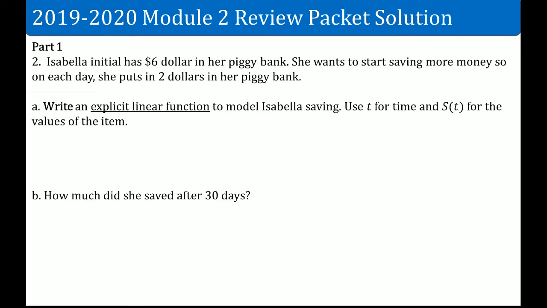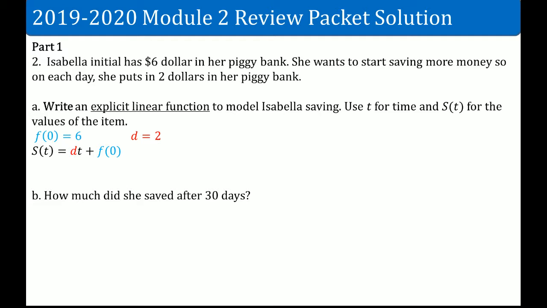Number 2. Isabel initially has $6 in her piggy bank. She wants to start saving more money, so on each day she puts $2 in her piggy bank. You're going to write the explicit linear function. So what we have here is our zero term, which is 6, because the scenario says Isabel initially has $6. The common difference here is 2. It's positive 2 because she's putting $2 more in her piggy bank.